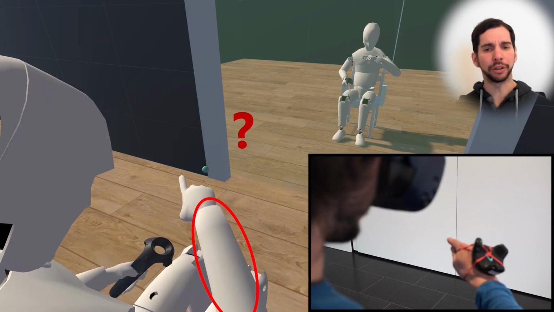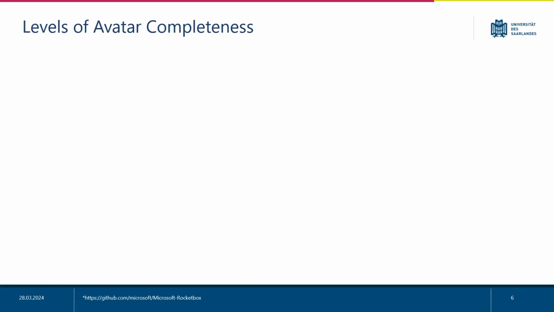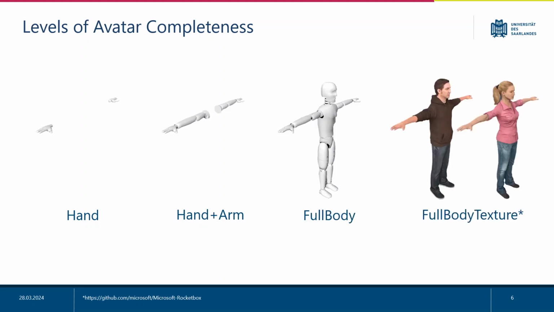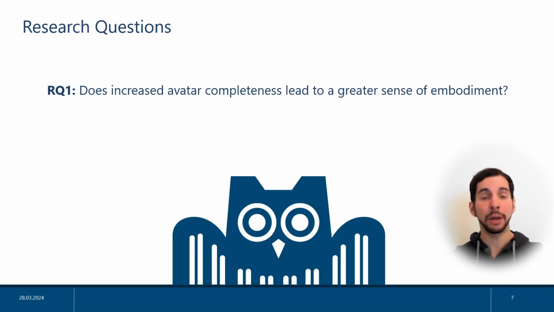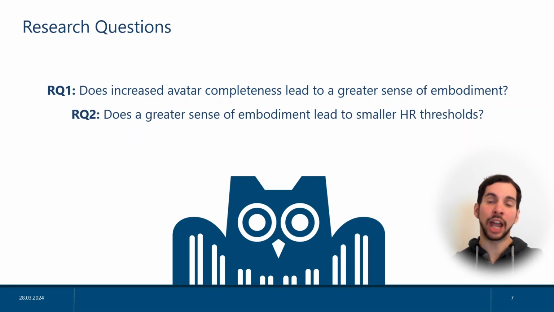And this is quite important because there's a growing interest in full body avatars made available by more advanced body tracking of consumer VR systems. Therefore, we define the four avatar completeness levels: hand, hand plus arm, full body, and full body texture, that are commonly used in VR systems. And we study how they affect the sense of embodiment felt towards an avatar, and whether avatars with higher embodiment decrease the hand redirection threshold.